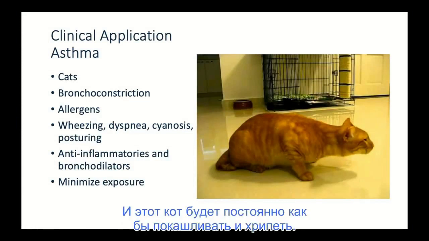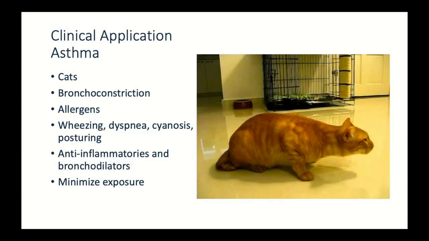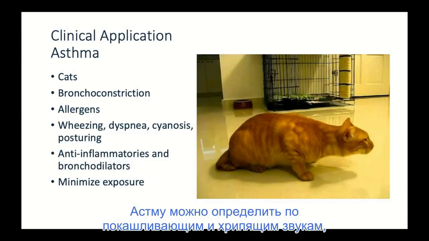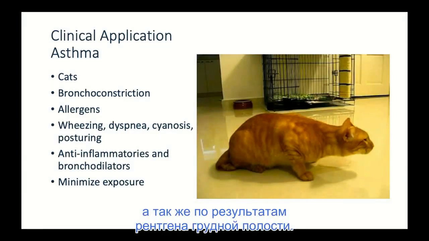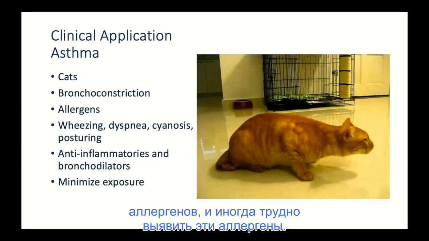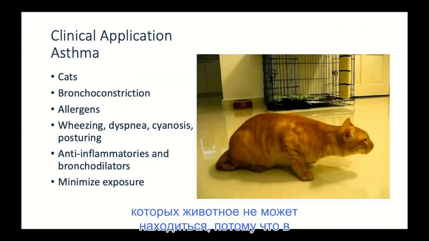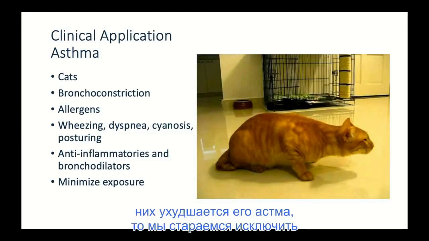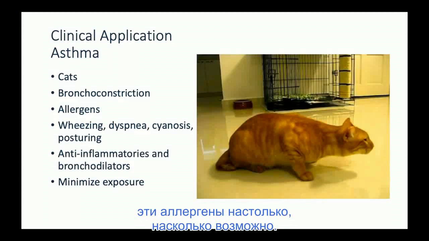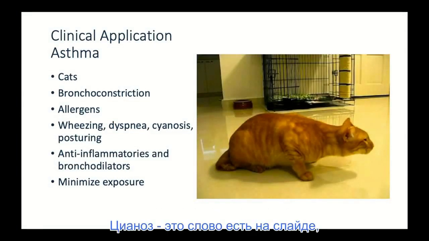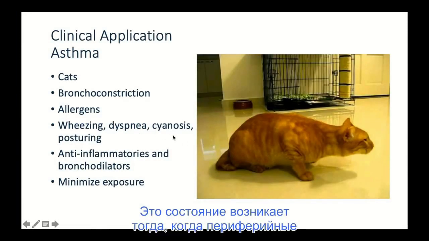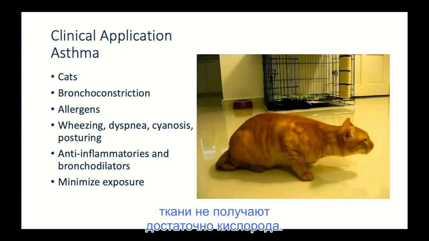And what this cat will be doing is this continuous pattern of sort of cough wheezing. And it's that continuous wheezing and that coughing that's indicative of asthma, along with thoracic x-rays. So again, it's made worse by allergens, and it's difficult sometimes to know what those allergens are. But once we know what the allergens are, or if we identify an area that the cat can't be in, if it's disrupting their asthma, making it worse, then we want to reduce those allergens as much as possible. Now, cyanosis, that word here, that's referring to blue mucous membranes, and that's when we're not getting an adequate amount of oxygen in peripheral tissues.